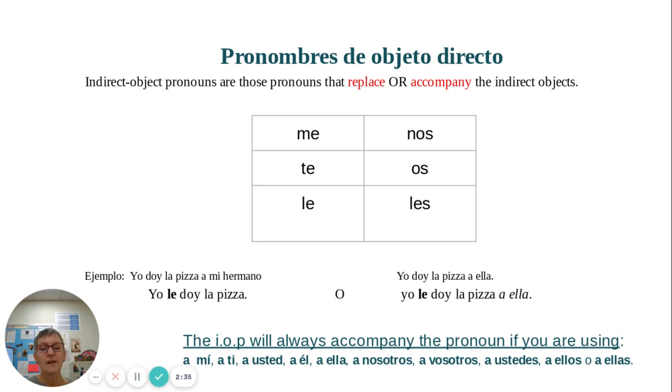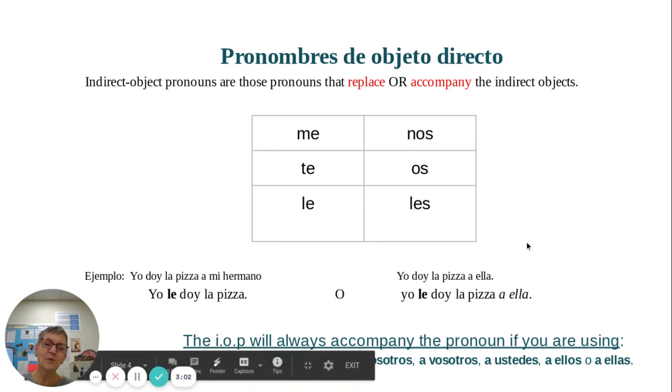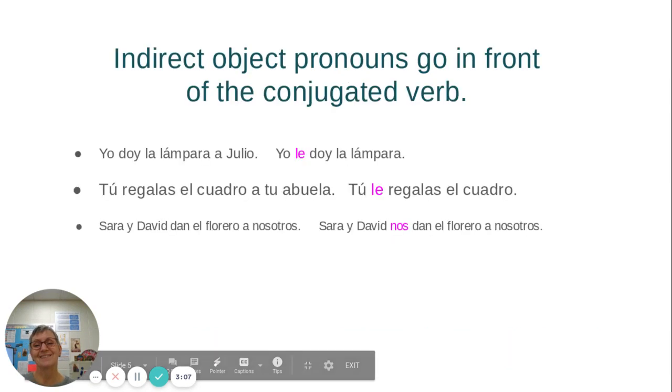And if the indirect object is a mí, a ti, a usted, a él, a ella, a nosotros, a vosotros, a ustedes, a ellos, or a ellas, you have to keep it there. So in the first example, mi hermano, I could choose to get rid of him because we know who we're talking about. But in the second sentence, since it had a ella, I have to keep a ella there. And you might be thinking, then why bother put a pronoun? And the answer to that is, I don't know. But you do in Spanish.